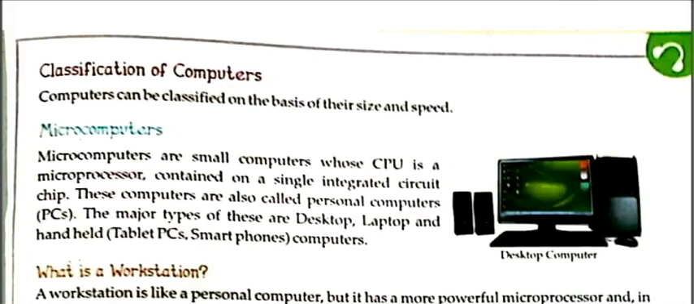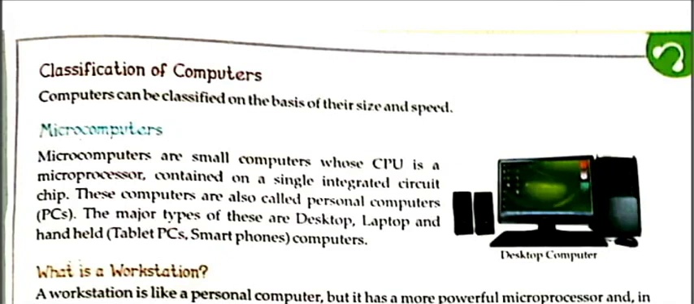Computers can be classified on the basis of their size and speed. Why are we talking about size and speed? You can compare your current PC to the smartphone. Which will you prefer more, a desktop PC or a smartphone? I know most of you will prefer the smartphone. Why? Easy to carry, you can carry it anywhere.